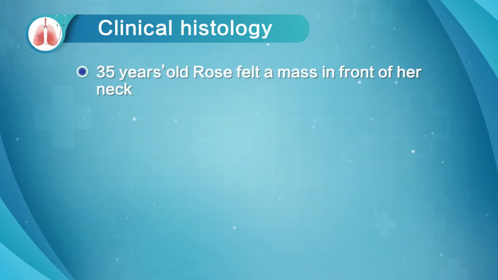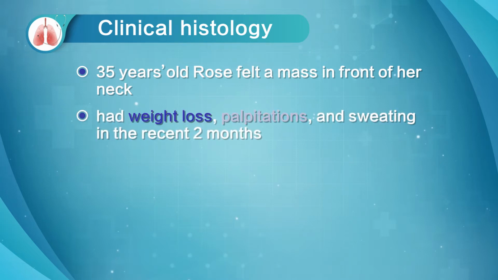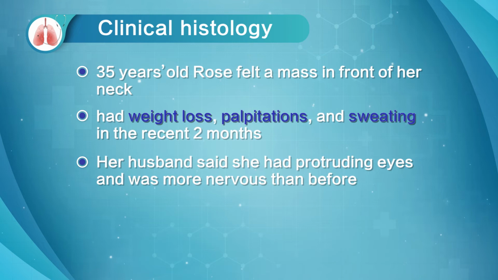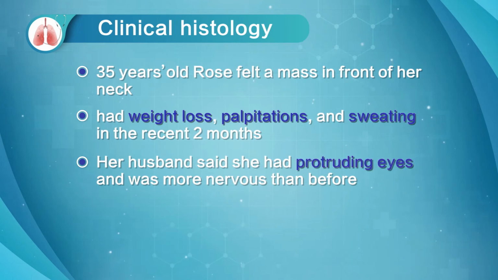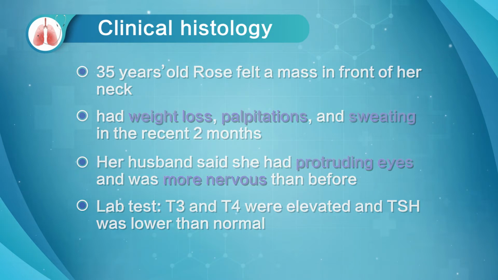35-year-old Rose felt a mass in front of her neck, had weight loss, palpitations, and sweating in the past 2 months. Her husband said she had protruding eyes and was more nervous than before. Her blood test showed that T3 and T4 were elevated and the TSH was lower than normal. The doctor told Rose that she had hyperthyroidism.